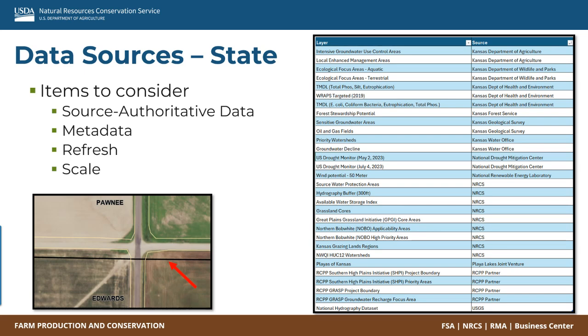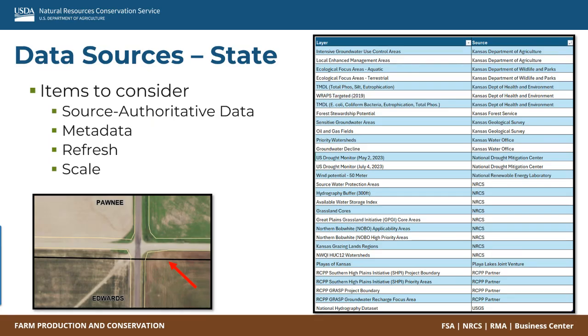In fiscal year 2024, NRCS Kansas used approximately 70 geospatial questions in CART ranking, and that accounts for about 20% of our total questions for all FA and easement ranking. On the right half of my screen, you can see a partial list of the geospatial data sets and sources that we use, and many of these are authoritative data from our state Kansas agencies.